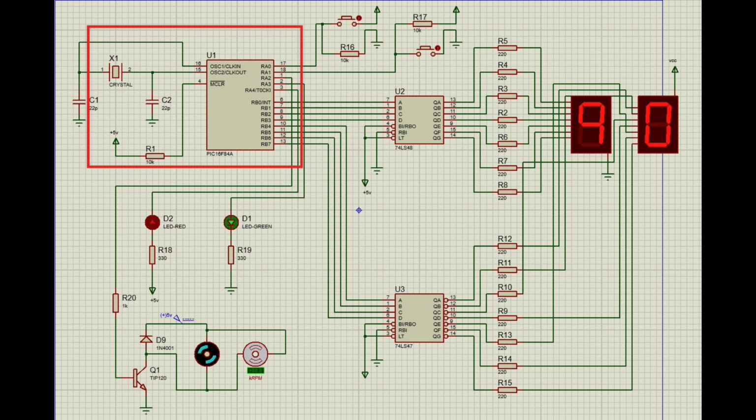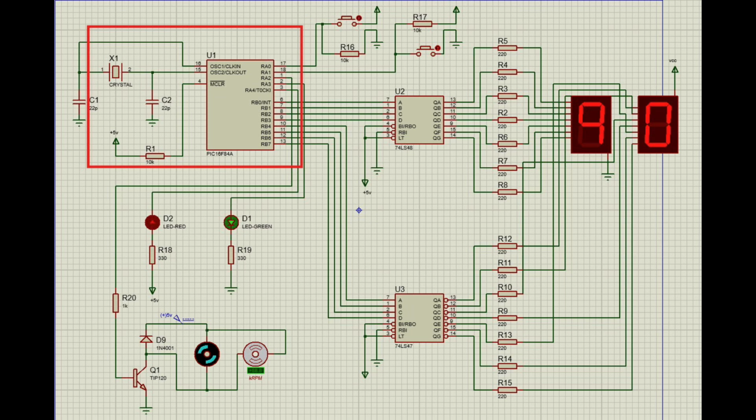The brain. At the center, we have the PIC 16F84A microcontroller. It executes the embedded logic managing the timing and I/O states. It is supported by an external crystal oscillator circuit for accurate clock cycles.